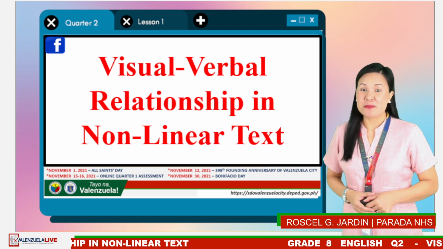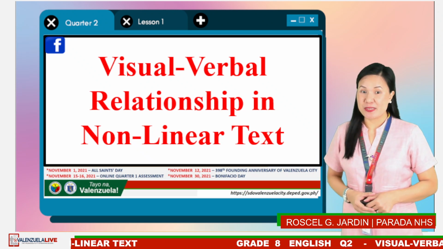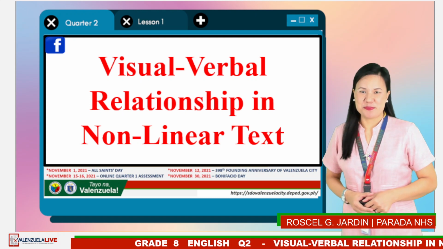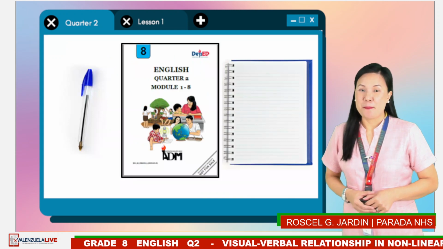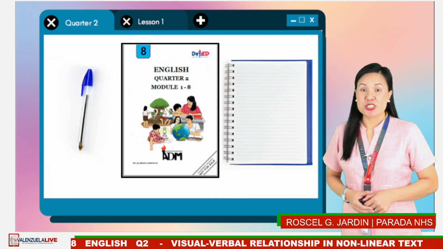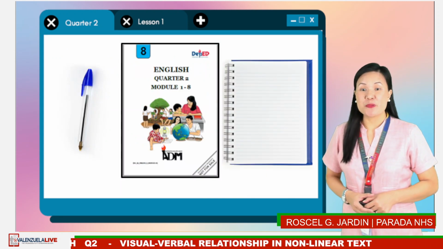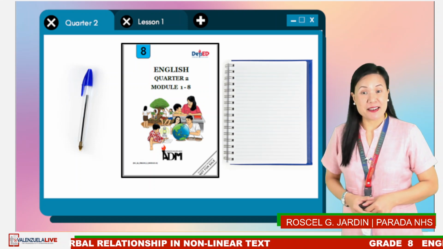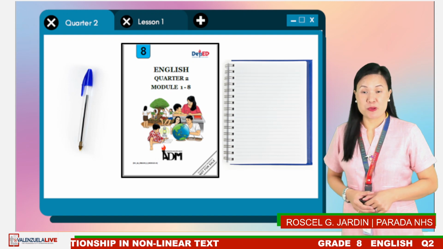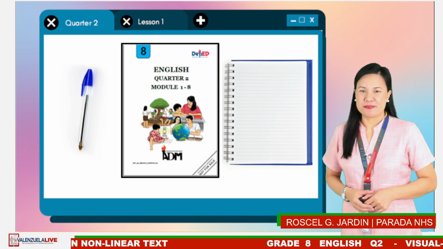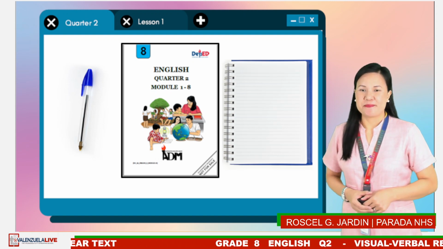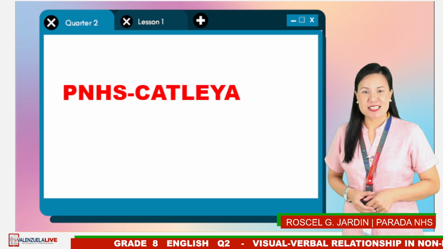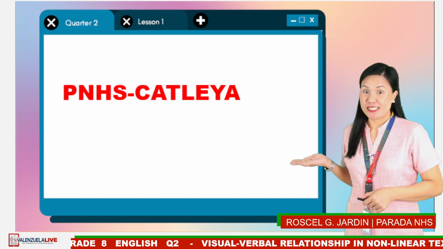We have to keep on being motivated and determined to finish what we have started. So, grab your pen, module, and notebook, because you will be needing them as we go on with our discussion. Don't forget to check your gadget's battery and load. And before we proceed, let us check first the attendance. Key in or type the acronym of your school, dash, section, just like what you see on the screen.